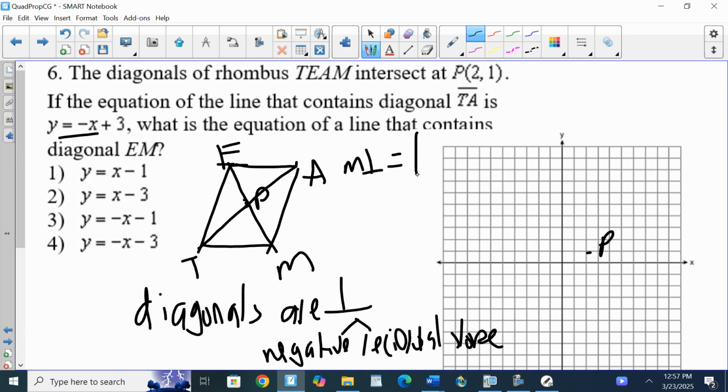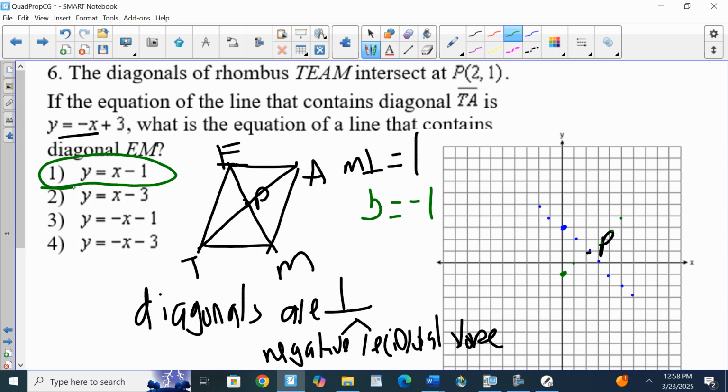Negative x plus 3, let's graph that. That's negative x plus 3. So I know that it has to have a slope of positive 1. I know it's got to pass through point P. My y-intercept is negative 1. My slope is 1. My y-intercept is negative 1. And that's my answer.